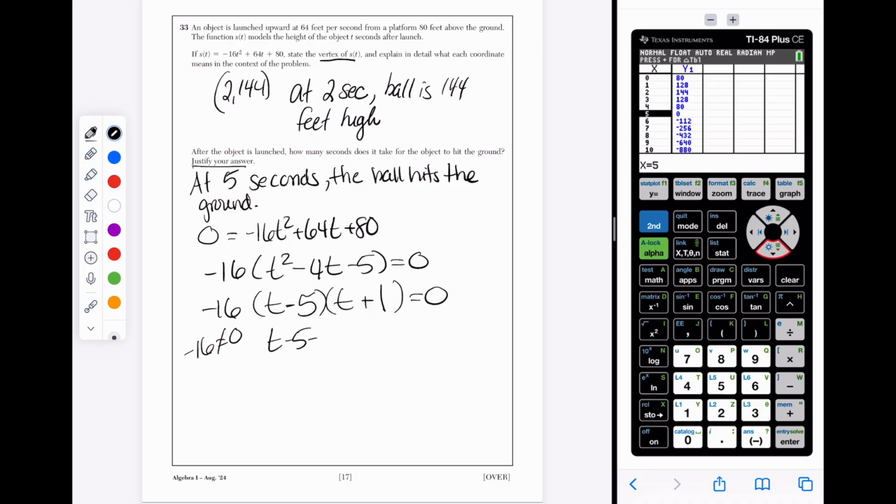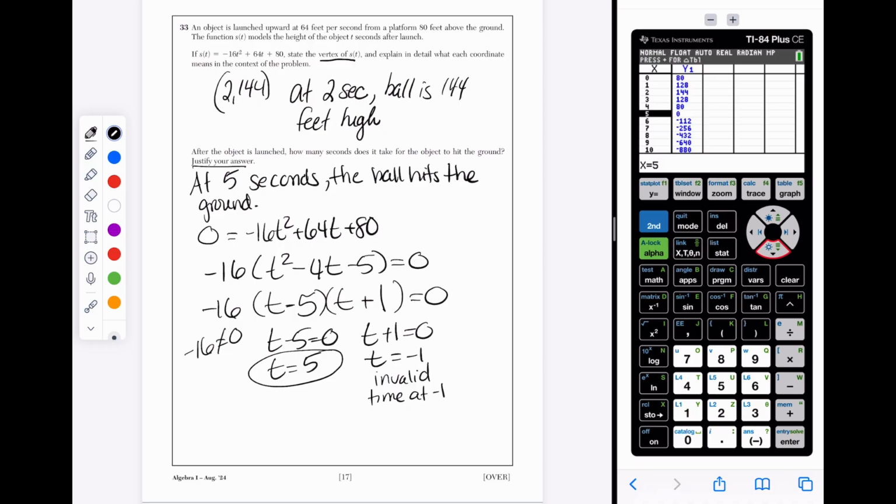T minus 5 is equal to 0, so t is equal to positive 5. And t plus 1 is equal to 0, or t is equal to negative 1, which is invalid. We can't have time at negative 1. So that means t is equal to 5.